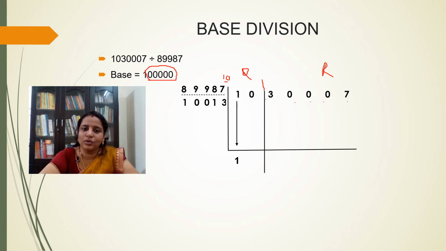Next, I have to multiply the first digit of the quotient with the Nikhilam number. I have to consider each and every digit individually and not as the whole number 10,013. It is a very important thing in the base division. Each and every digit should be considered separately. Now I'll multiply this with 10013.